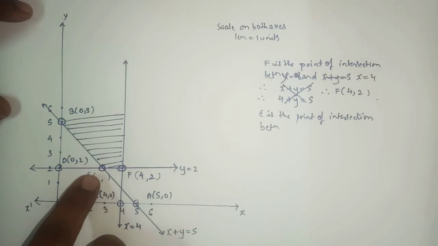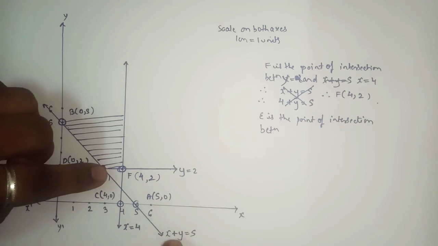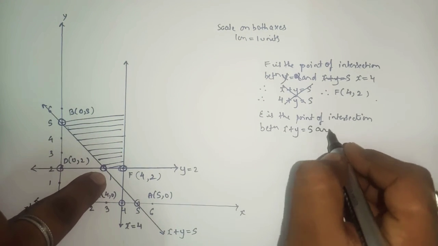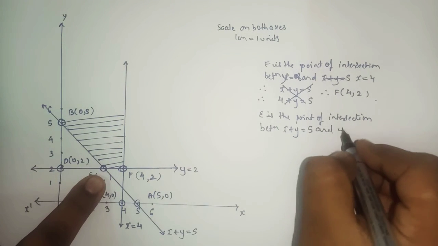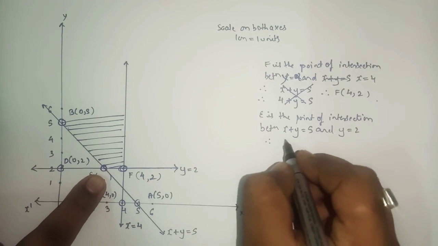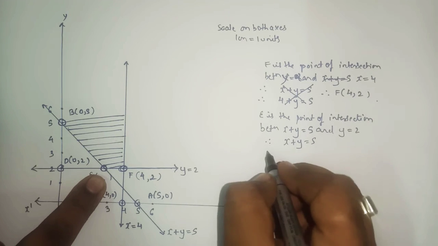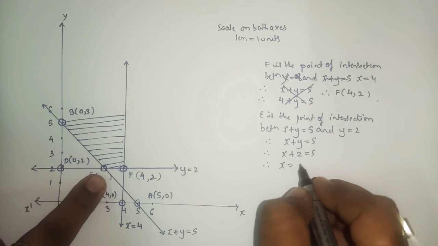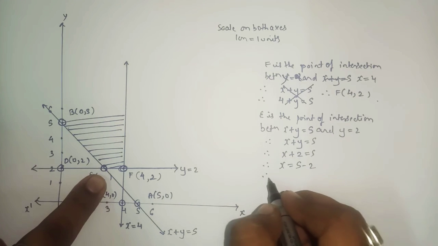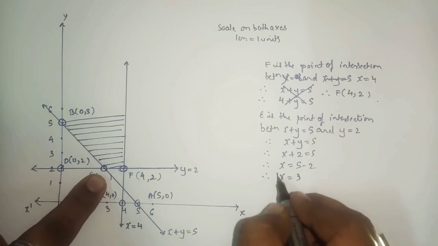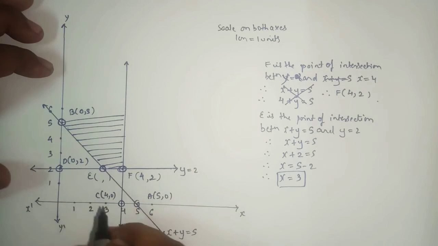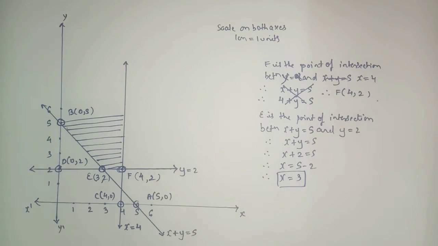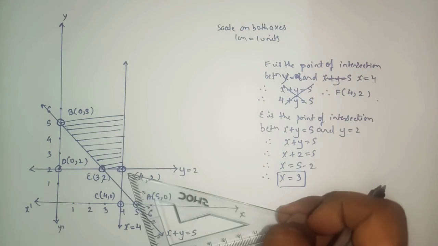Between, check the intersection between x plus y equals 5 and y equals 2. So we'll replace the value of y by 2. Here we get the value of x as 5 minus 2, therefore x equals 3. So here the point of intersection will be (3, 2). Check the proper point of intersection.